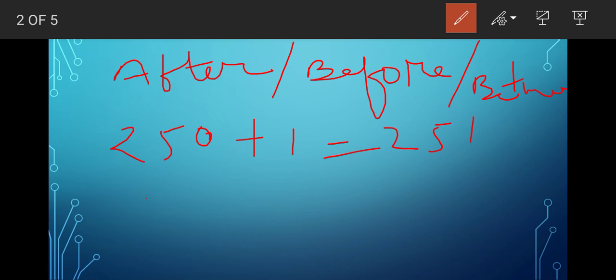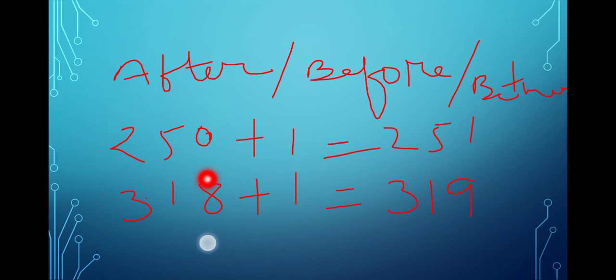Another example is 318 plus 1 is equal to 319. It means that when you add 1 to the given number, you get the number after it. What comes after 318 is 319.